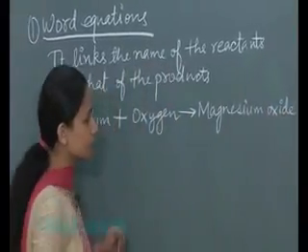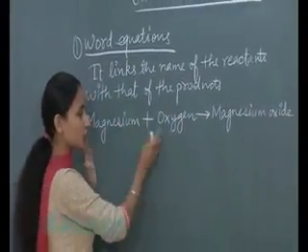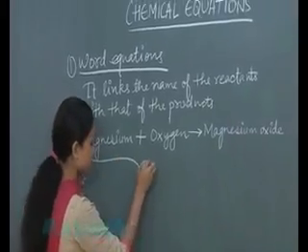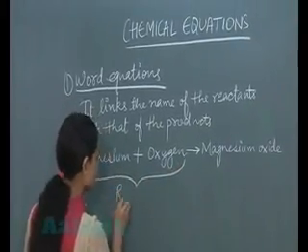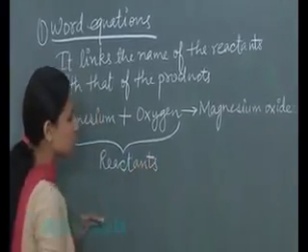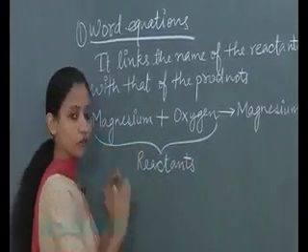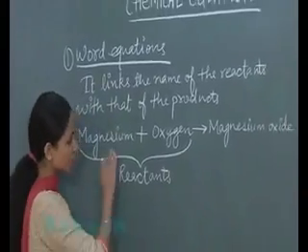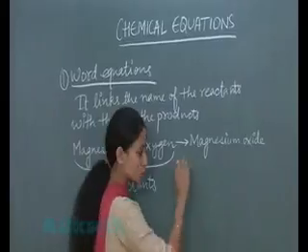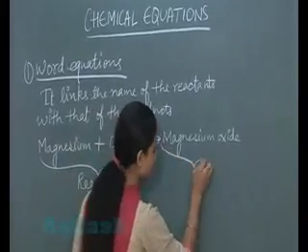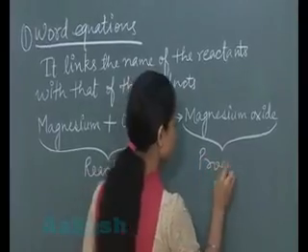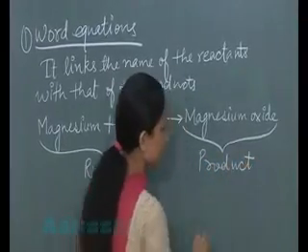Now students, these two things which are written on the left hand side, these are the reactants. So students, these are the reactants, and instead of writing the whole sentence, we can just write the words or names of these chemical species. So here magnesium reacts with oxygen to give you magnesium oxide. And students, the one present on the right hand side is known as product. So here magnesium oxide is the product.